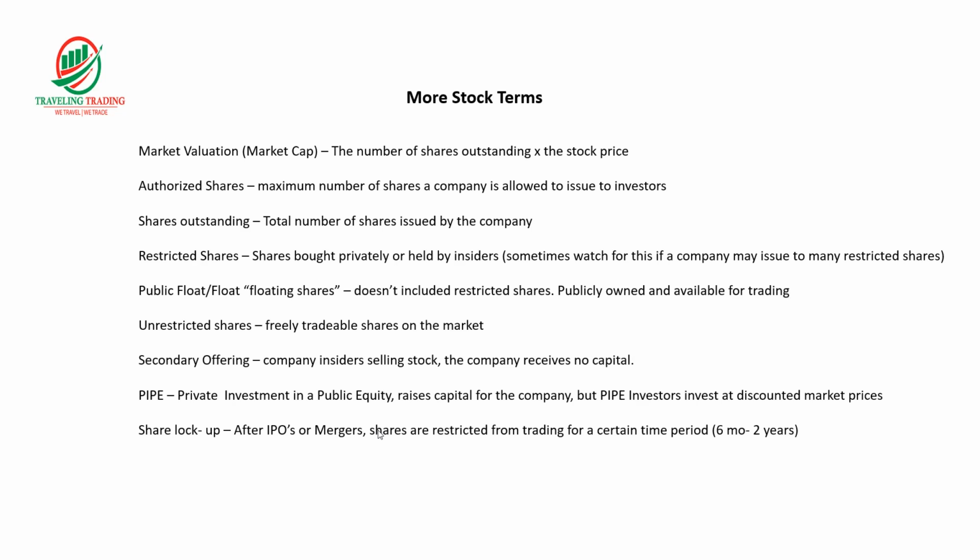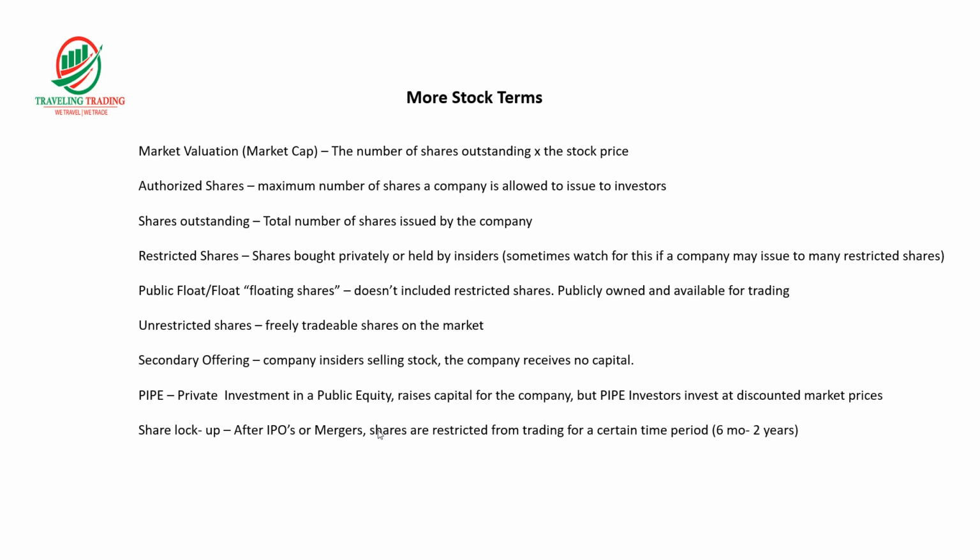There's secondary offerings. A lot of times you'll hear this after hours, especially with companies. They'll offer secondary offerings where basically they're selling insider shares to holders. The company doesn't receive any capital, but they do issue shares to raise money. And that's when you'll see the price of the stock drop because of that. Then there's the private investment in public equity, or PIPE. This is where they raise capital for a company. PIPE investors invest at a discounted market price because they're private. They get in at a good deal. You won't hear that too much, but you should know what that is.